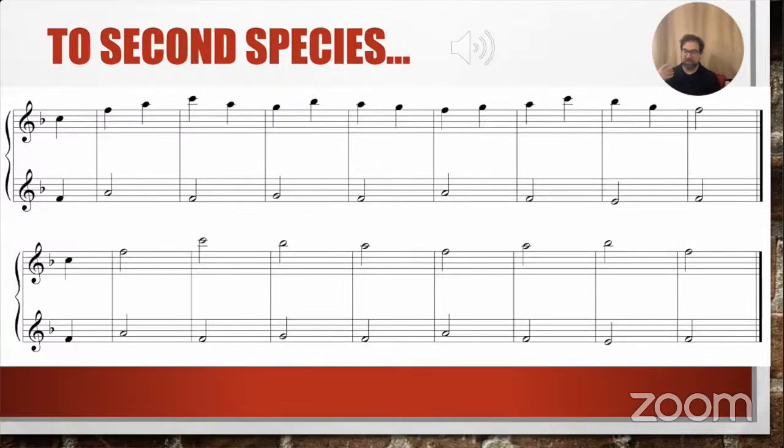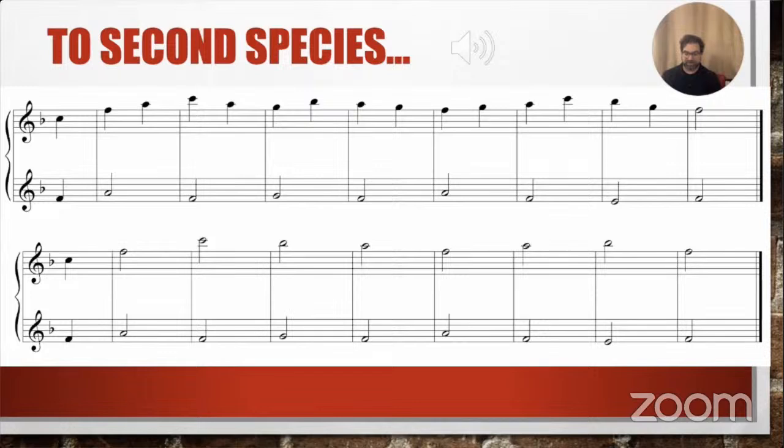So now let's look at how we can do this and turn it into second species. Second species is where you have 2 notes to every 1 note. And there's something to be learned from each species, which is what I talk about when I teach counterpoint, and Salzer talks about it a little bit too, so it's a good book to get.